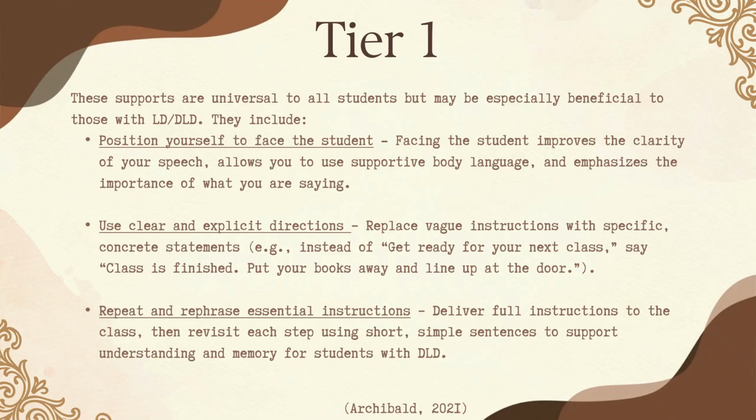So one thing you can put into place is to position yourself to face the student. So this not only improves the clarity of your speech, but also allows the student to look at your body language for additional cues. You should also be sure to use clear and explicit directions. So for example, during transitions, instead of saying, "Get ready for your next class," you could say, "Class is finished, put your books away, line up at the door."